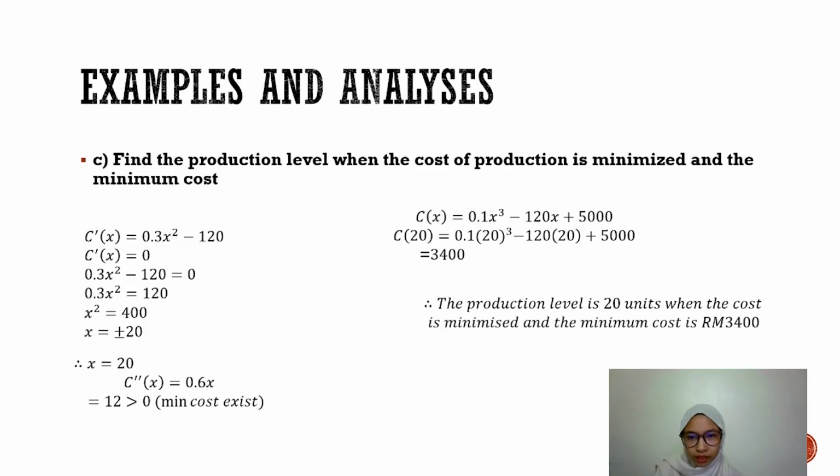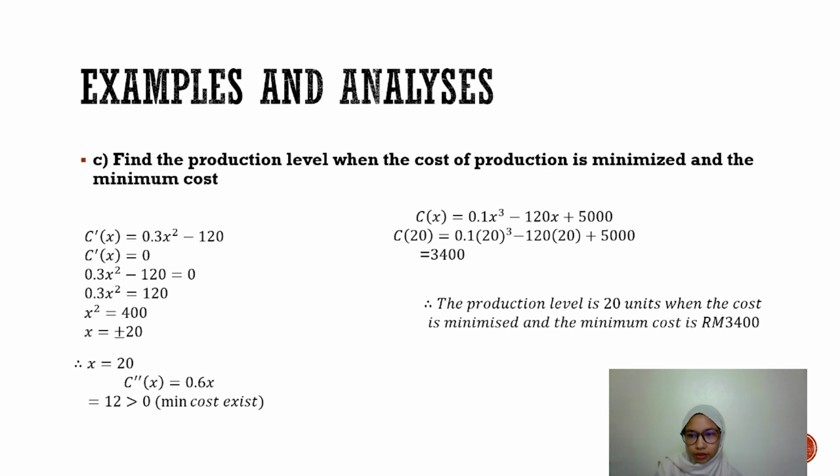C. Find the production level when the cost of production is minimized and the minimum cost. The marginal cost is 0.3x to the power of 2 minus 120. Marginal cost is equal to 0. So 0.3x to the power of 2 minus 120 is equal to 0. We get x equals plus or minus 20. We differentiate the marginal cost and we get 0.6x. We plug in 20 for x and we get 12. 12 is bigger than 0, so a minimum cost exists.